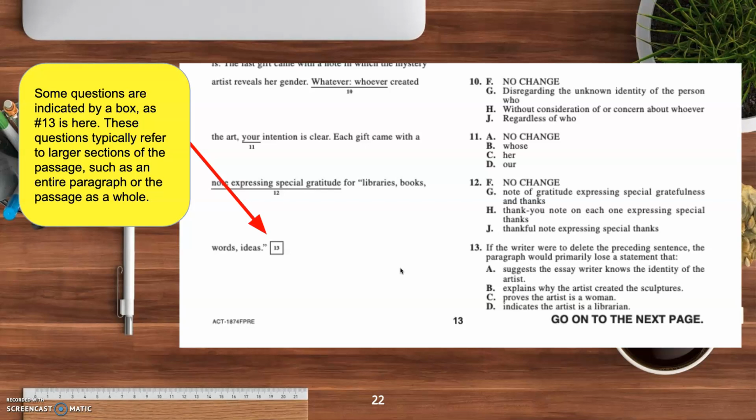So at this point, we have completed our overview of the ACT English section. We've talked about what this section of the test assesses, how your scores are reported, and what you can expect in terms of format and question.